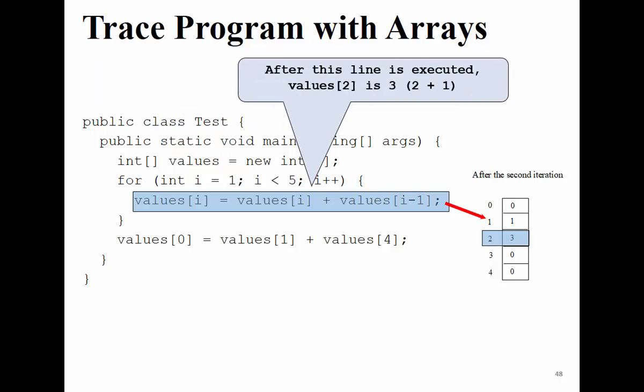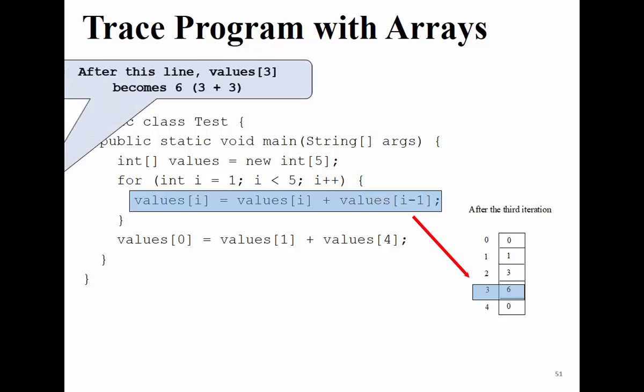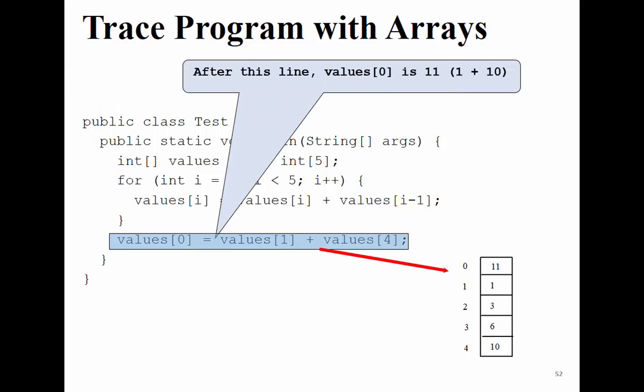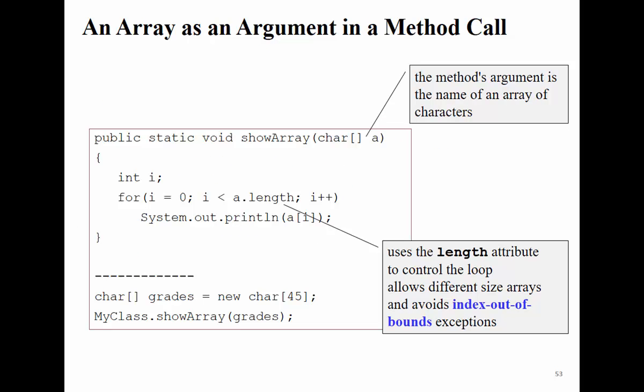I think this is supposed to be I, not this value. This value is I. Because this is 2 plus 1, that's 3. And this is 3 plus 3, that's 6. This value should be I, okay? And this is the last one. Okay. So we will check this example later on, and I will revise it for you.